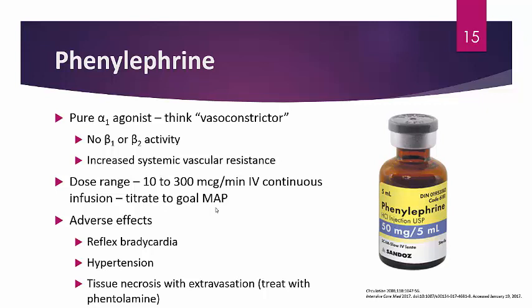Its adverse effects include reflex bradycardia, as we talked about earlier with norepinephrine, hypertension, and then you may also see tissue necrosis with this agent as well as the other vasopressors. And you can actually treat this with phentolamine, which is an alpha antagonist. So essentially this tissue necrosis is occurring as a result of extravasation. Phentolamine will actually antagonize alpha and cause vasodilation to try to relieve this tissue necrosis and extravasation.